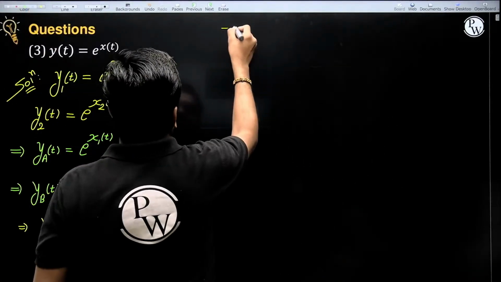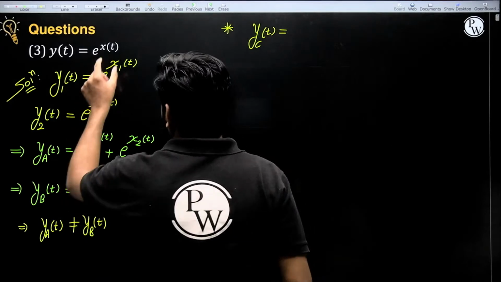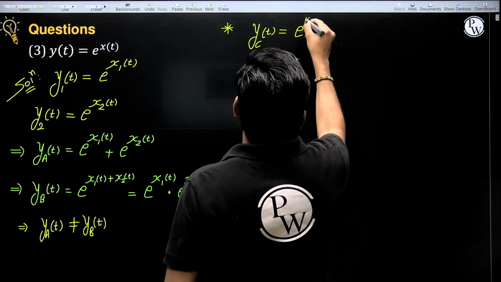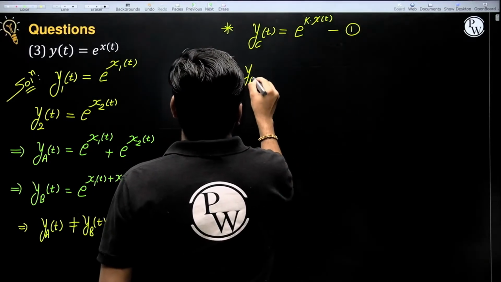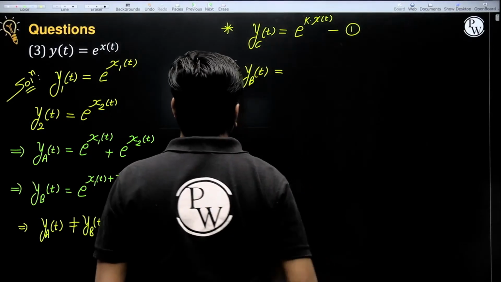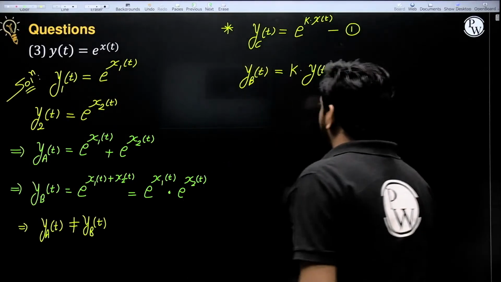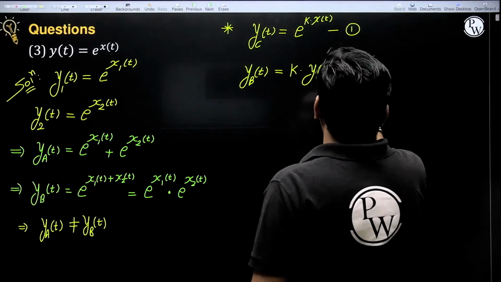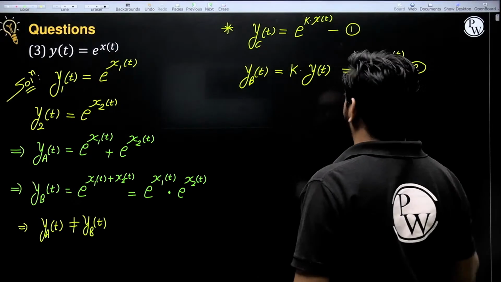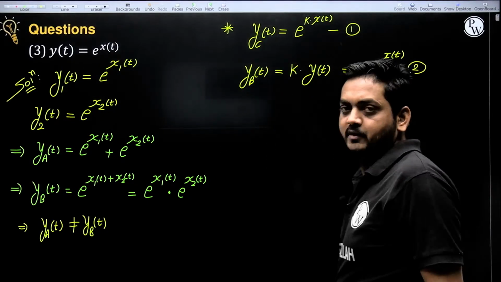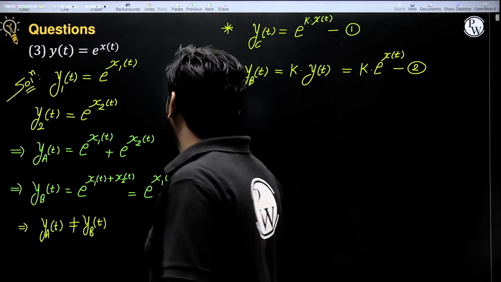Now see how to check the homogeneity. First find the response due to scaled input. Replace x of t with k into x of t. Now find the scaled output with the same scaling factor, multiply y of t with k. Okay, so it will be k e power x of t. Again you can see here yc of t is not equal to yb of t, so that's why it is not satisfying the homogeneity theorem and the given system is said to be non-linear.